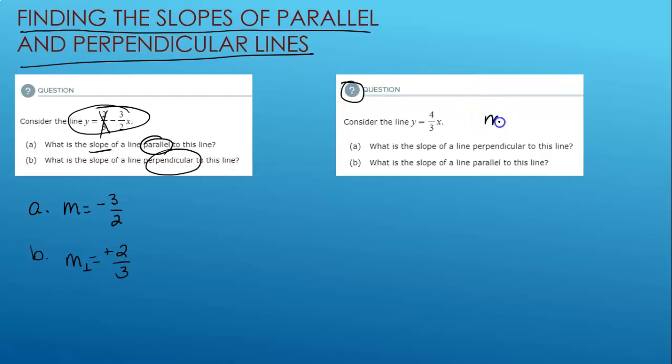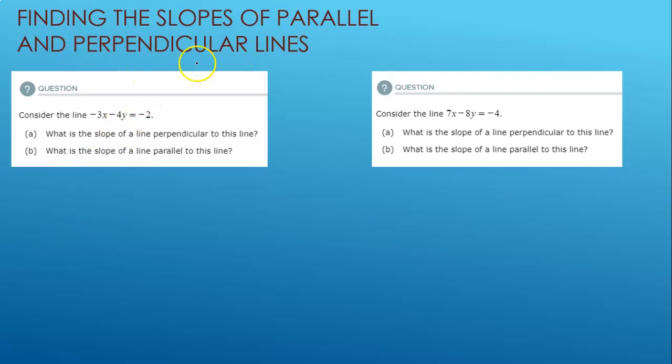So you should have known that the slope of this line is 4/3. The slope of a line perpendicular to that, so m perpendicular sign, we flip it and we change the sign. The slope of a line that's parallel would just be the same, so we would use 4/3 for that one.